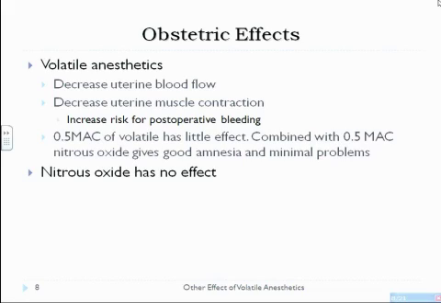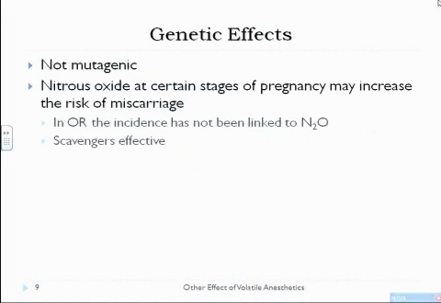Some people get concerned about nitrous oxide possibly getting to the baby. That's a possibility, yes, but you're offsetting the risk to the mother, who may hemorrhage postoperatively if you don't use nitrous oxide. So for that reason, I would still recommend that you use nitrous oxide in combination with your volatile agent during these procedures. Remember, nitrous oxide has no effect on uterine tone at all, so in that sense it's beneficial and protective to the mother. As for genetic effects, most of the volatile anesthetics have not really been found to be teratogenic. What we have been told is that nitrous oxide at certain points of pregnancy may actually cause an increased risk of miscarriage, which may be the case.